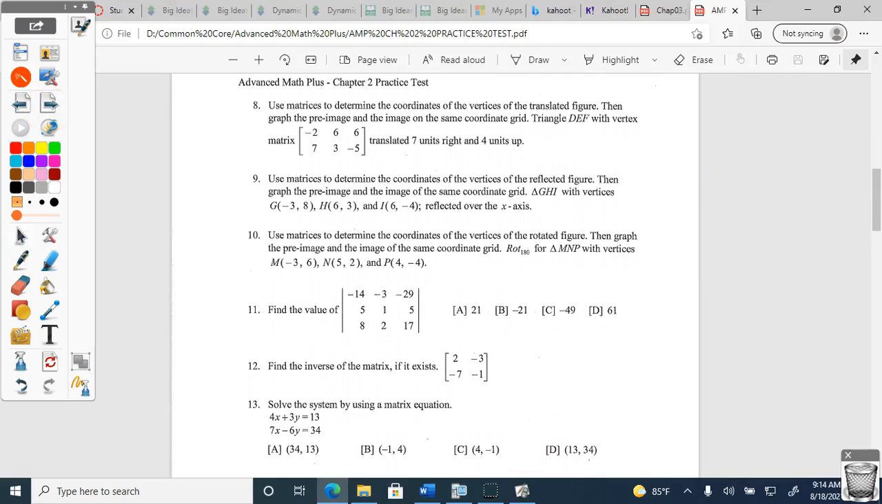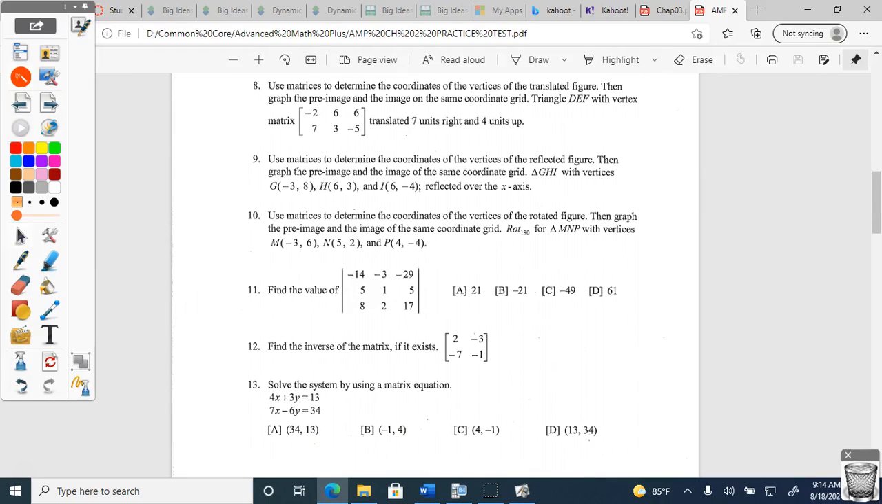Hey, we're doing good. 8. They want us to translate this, right 7 and up 4. So on the top row, we're just going to put what? It's to the right. Positive 7. If it was to the left, we'd put negative. And 4 up is also positive. Had it said down, we would have put negative.